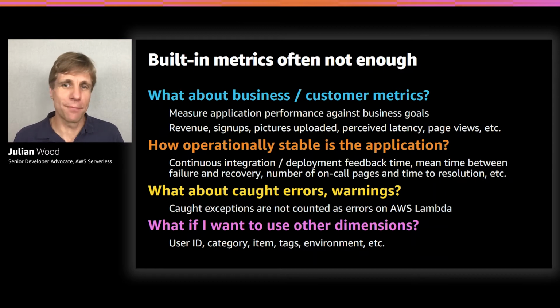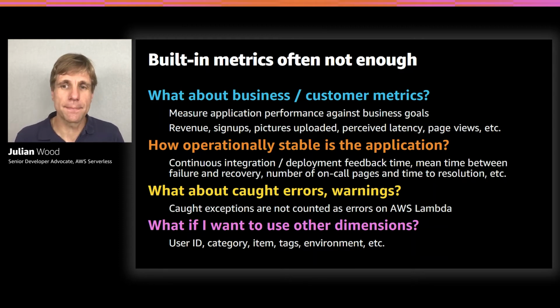Operational metrics are also important for observability. How often can you safely deploy? How long does it take to recover from a failure? How often are you having to wake up your developers with an issue? What about other Lambda errors like caught exceptions which are not counted as errors? How are you handling them? What if you want to create metrics for a particular category or environment, another dimension? This is why you need custom metrics.